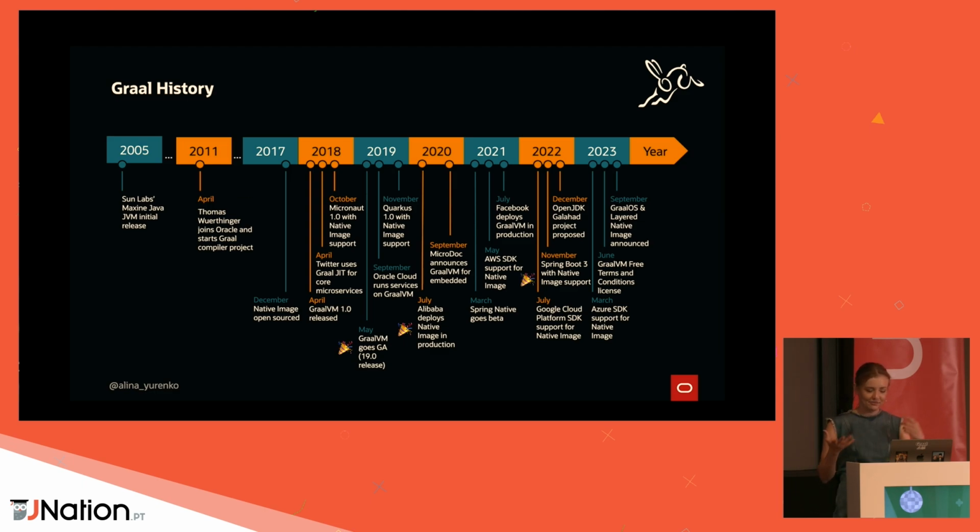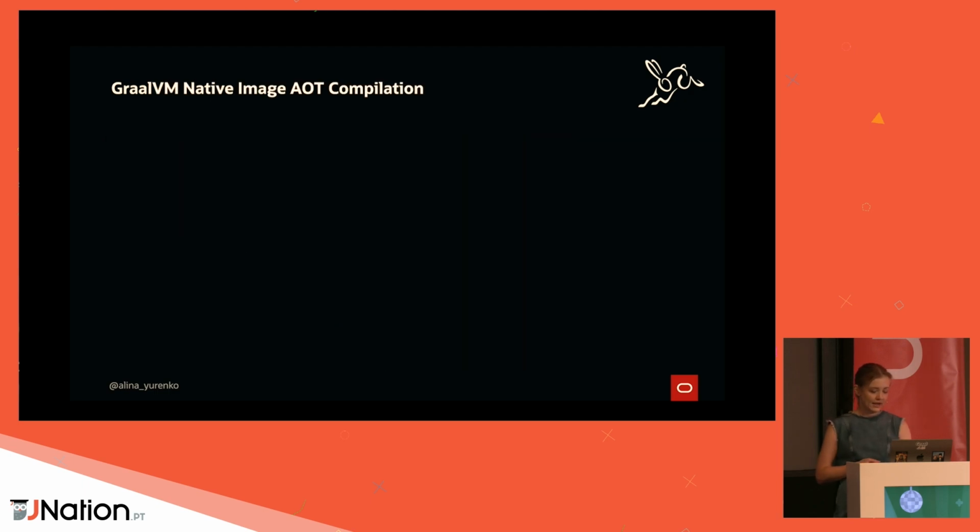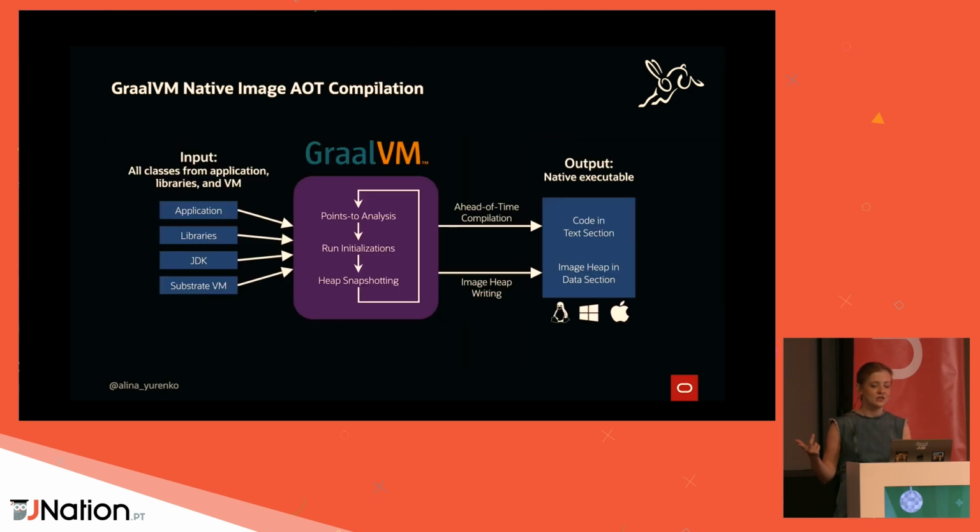And one more milestone that is dear to my heart. So in 2022, Spring Boot introduced GA support for GraalVM. So since 2022, you can also build production-grade, out-of-the-box supported applications with GraalVM and Spring Boot. And a few words about native image, and then we will see how it works in action.